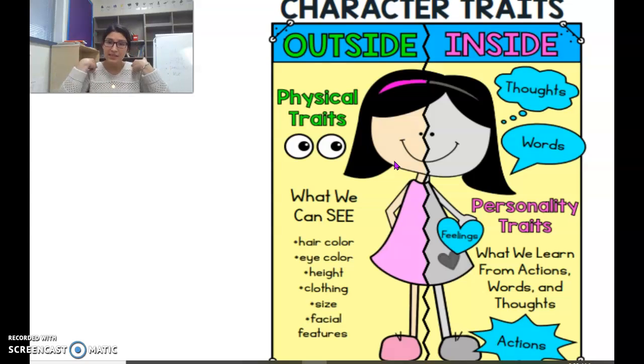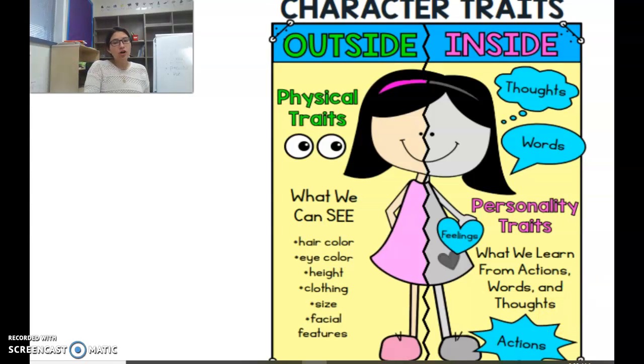Then on the inside, that's the personality traits. We pay attention to the way they speak, how they act, their actions. Sometimes in stories, you'll see this little thought bubble, and it gives us a clue as to what the character is thinking. So, what we learn from actions, words, and thoughts.